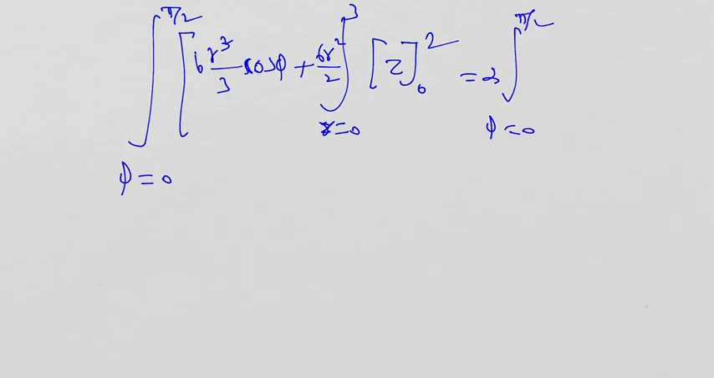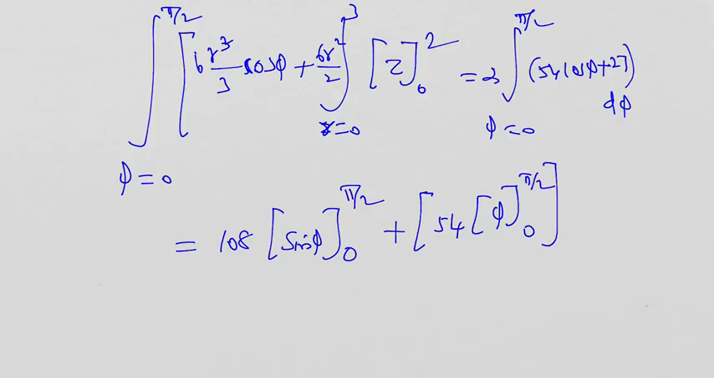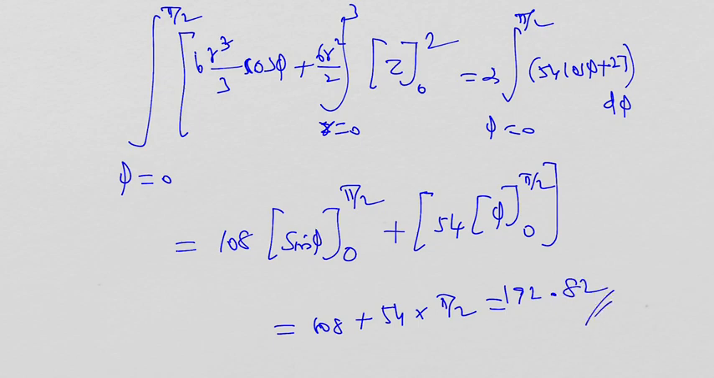So the entire integration will become 54 cos phi plus 27 multiplied by d phi, which is equal to 108 multiplied by sin phi. Lower limit is 0 and upper limit is pi by 2. And if you look at the second component, it is 54, where according to the d phi, if it is integrated, phi will be the answer, lower limit is 0 and upper limit is pi by 2. The answer will be equal to 108 plus 54 multiplied by pi by 2, which is equal to 192.82. Yes, divergence theorem is verified.